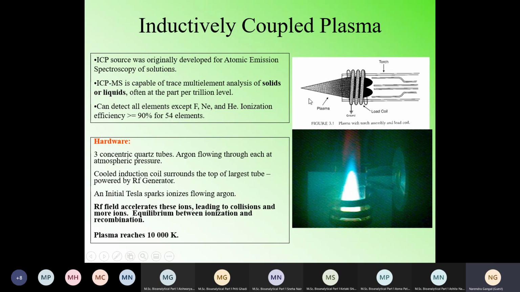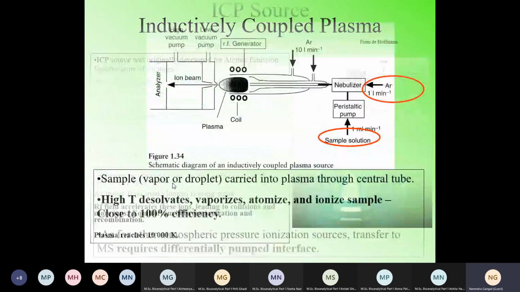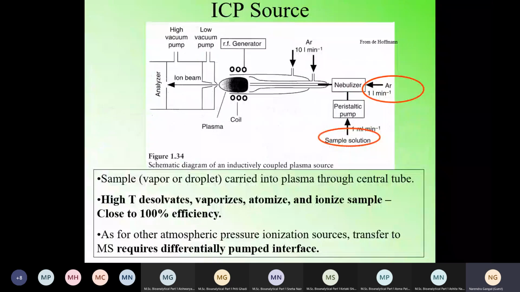You can see here in the diagram there are three concentric quartz tubes, 1, 2, 3. Argon flows through each of them at atmospheric pressure. In every tube argon flows, and a cooled induction coil surrounds the top, largest tube, powered by the RF generator. So there are radio frequency waves.